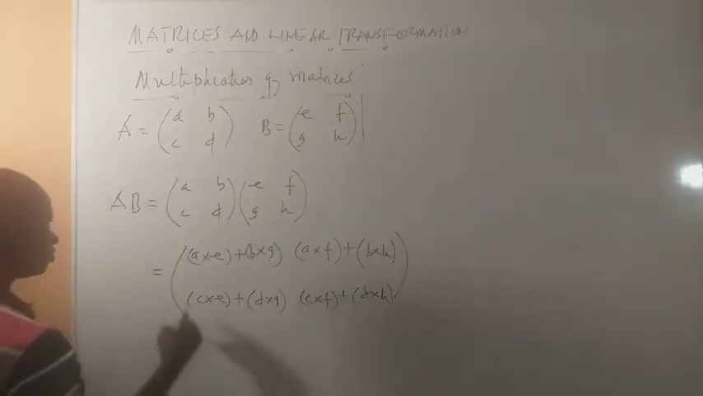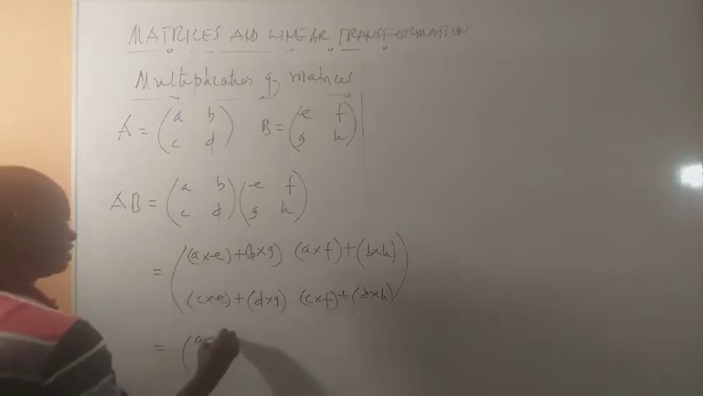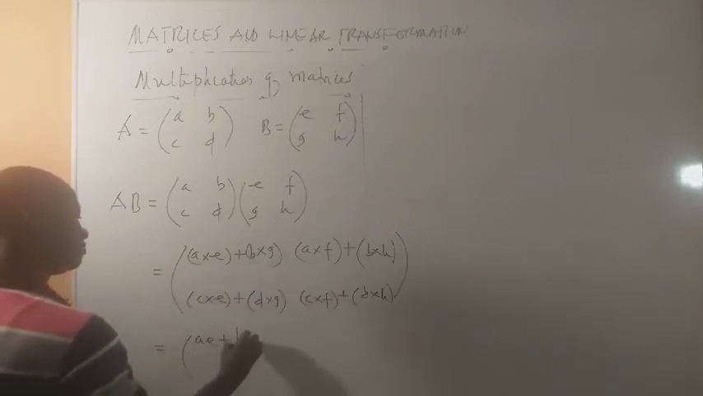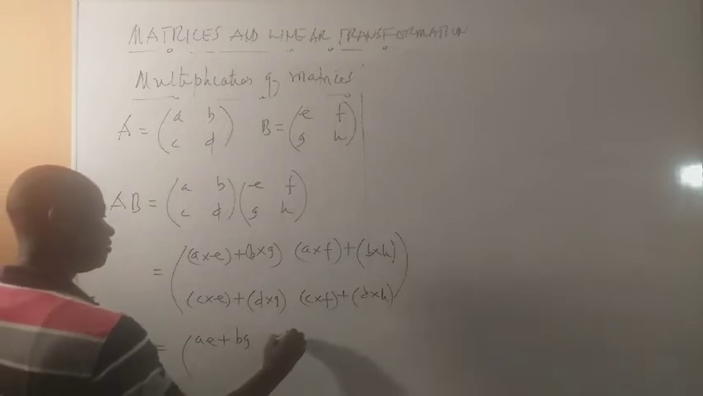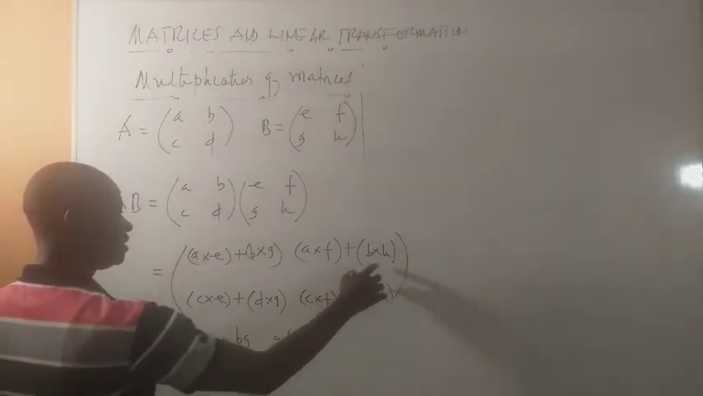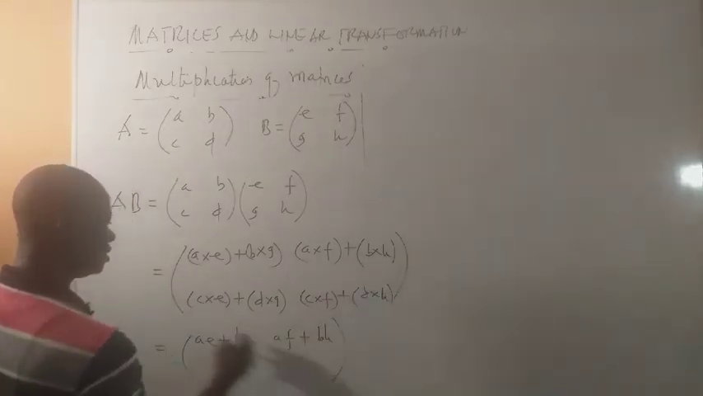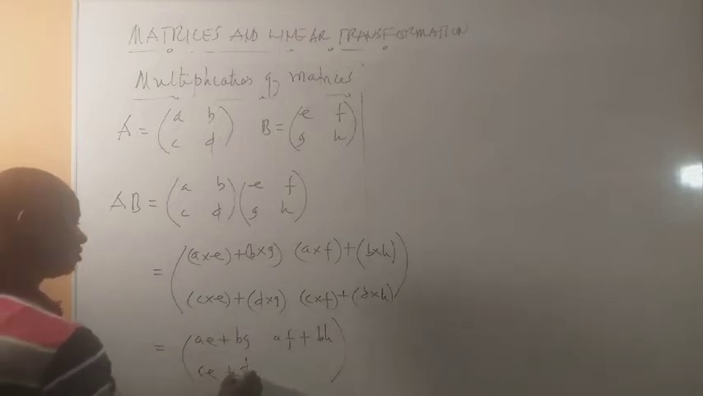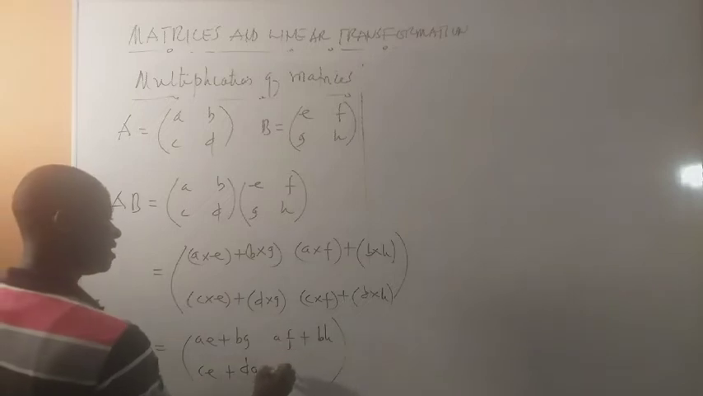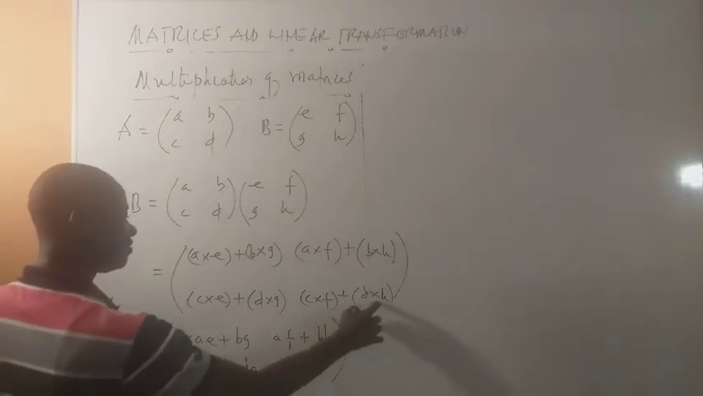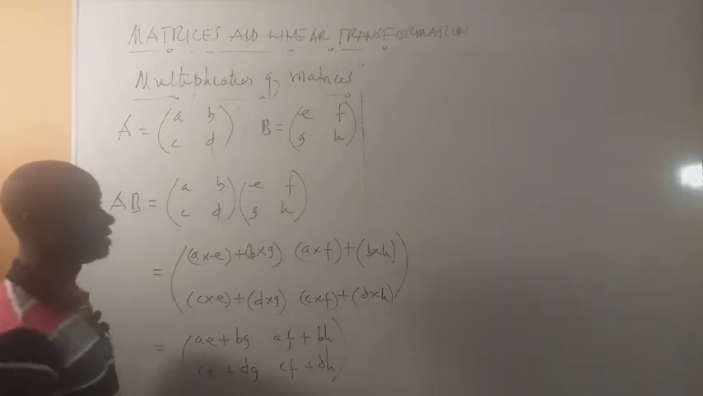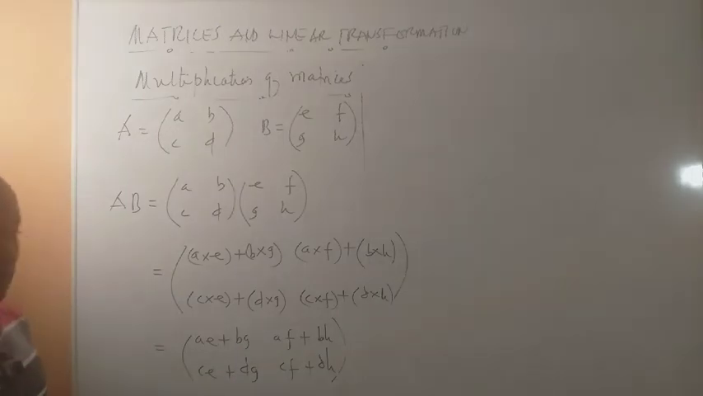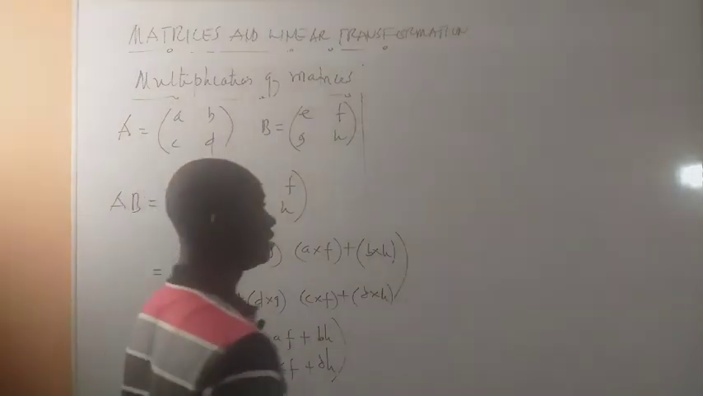So this will be equal to A times E, which gives us AE, plus B times G, which gives us BG. A times F gives us AF plus B times H gives us BH. C times E gives us CE plus D times G gives us DG. Then we have C times F here and D times H here. So in general, that is how we multiply a 2 by 2 matrix by a 2 by 2 matrix.